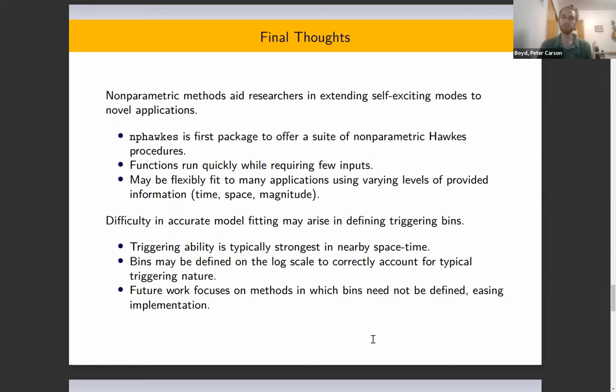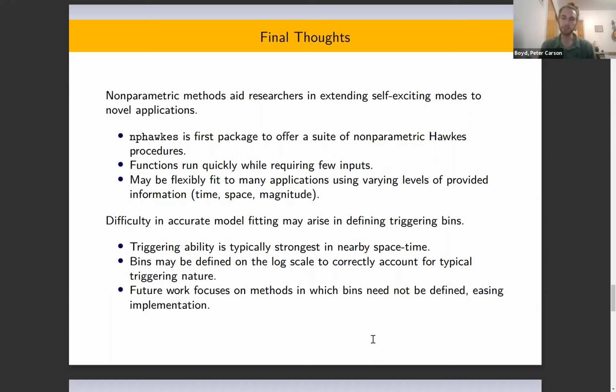So as some final thoughts, this nphawkes package is especially useful for researchers who are just starting to get into nonparametric Hawkes processes. And it's, I think, a well-performing package in that it's pretty quick while requiring very few inputs that also can, of course, be very flexible.